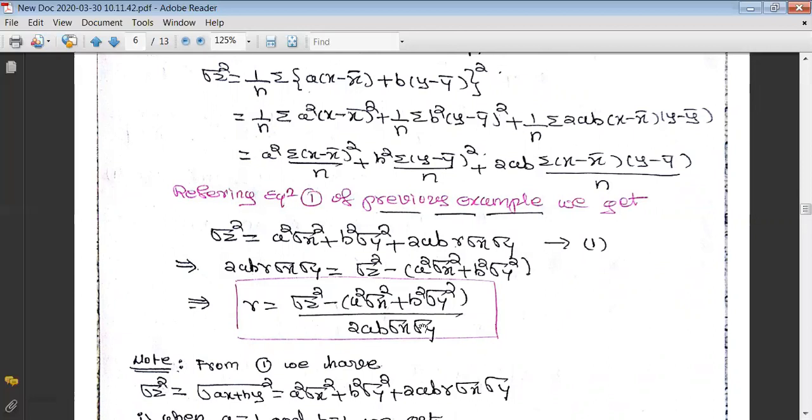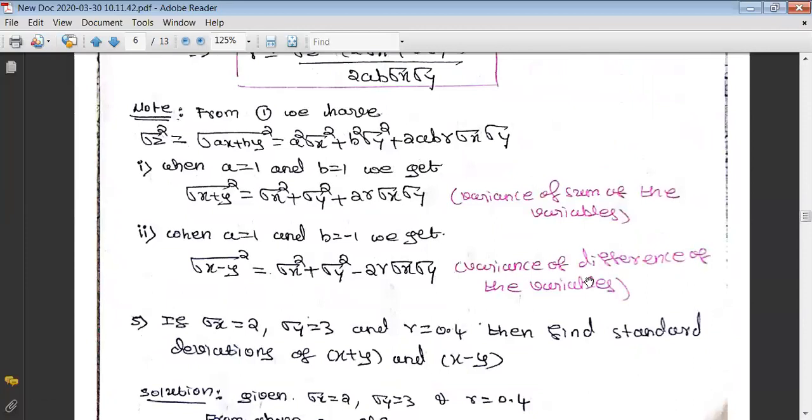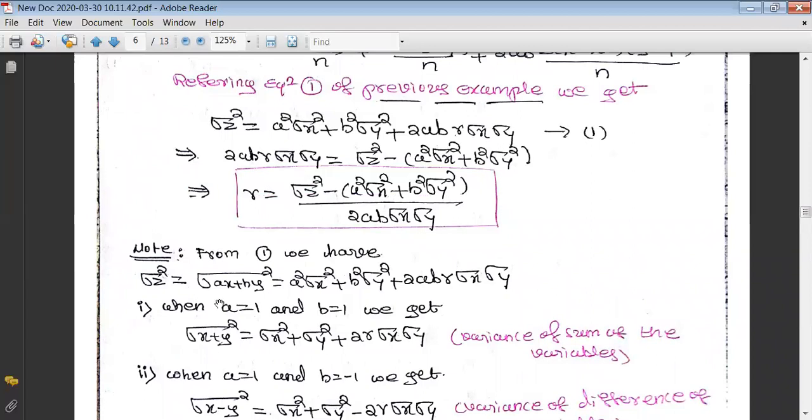While deriving this, this is one step. Let us generalize equation 1, and based on that, we are going to give the variance or the standard deviation for the sum or difference of the variables. Equation 1 is nothing but ax plus by. When I take a and b as 1, I get the variance of x plus y: sigma x plus y whole square, that is, variance of x plus y equals variance of x plus variance of y plus 2 times r into standard deviation of x into standard deviation of y. This is an expression for the variance of the sum of the variables.